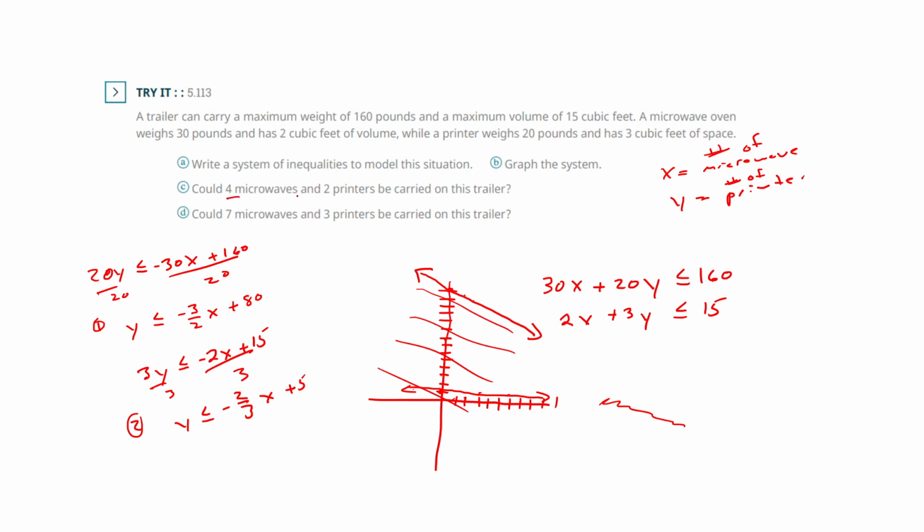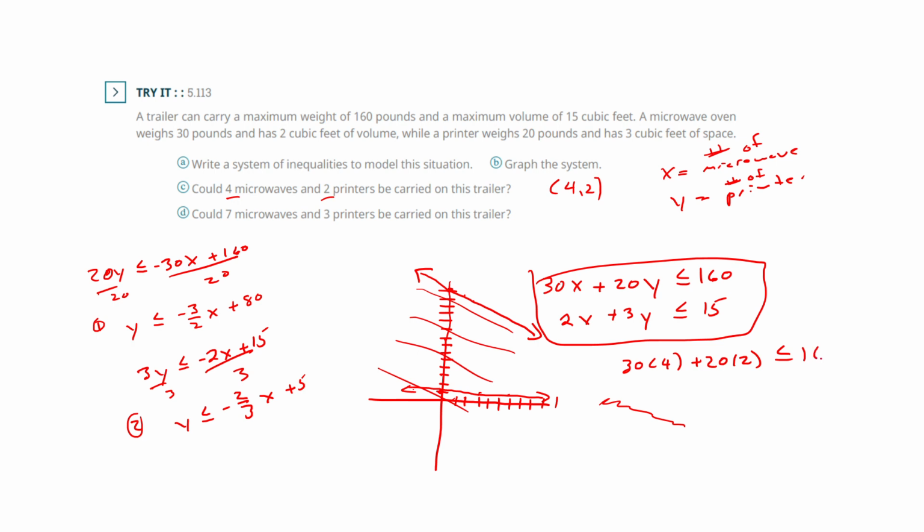So this is my x and this is my y. So I'm going to test the point 4, 2. Now I'm going to put it into the equations and see if they make true statements. We can use any version of the equation, but let's go back to these. It needs to be true in both. So I'm putting in 4, so I get 30 times 4 plus 20 times 2 needs to be less than or equal to 160. So what do I get? I get 120 plus 40. Okay, that's going to be true. That's 160, and it's less than or equal to, just barely. It's equal to 160, but it works.